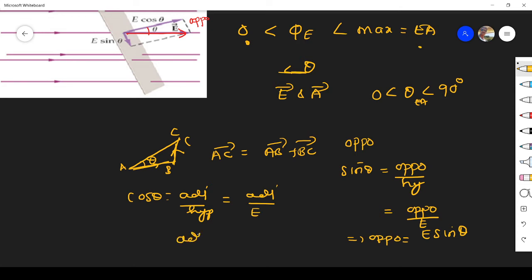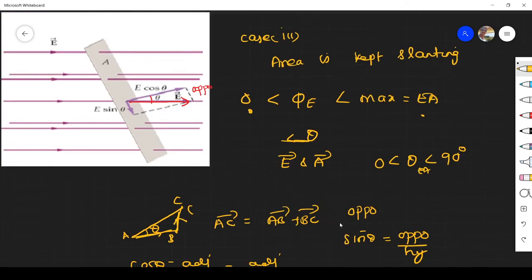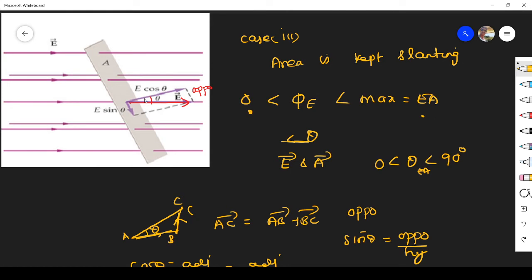So adjacent is equal to E cos theta. Here you see adjacent is E cos theta, right? So now we found that. You see how to draw unit normal vector. Unit normal vector should always be perpendicular to the surface. Here it will go like this. This is the area vector.